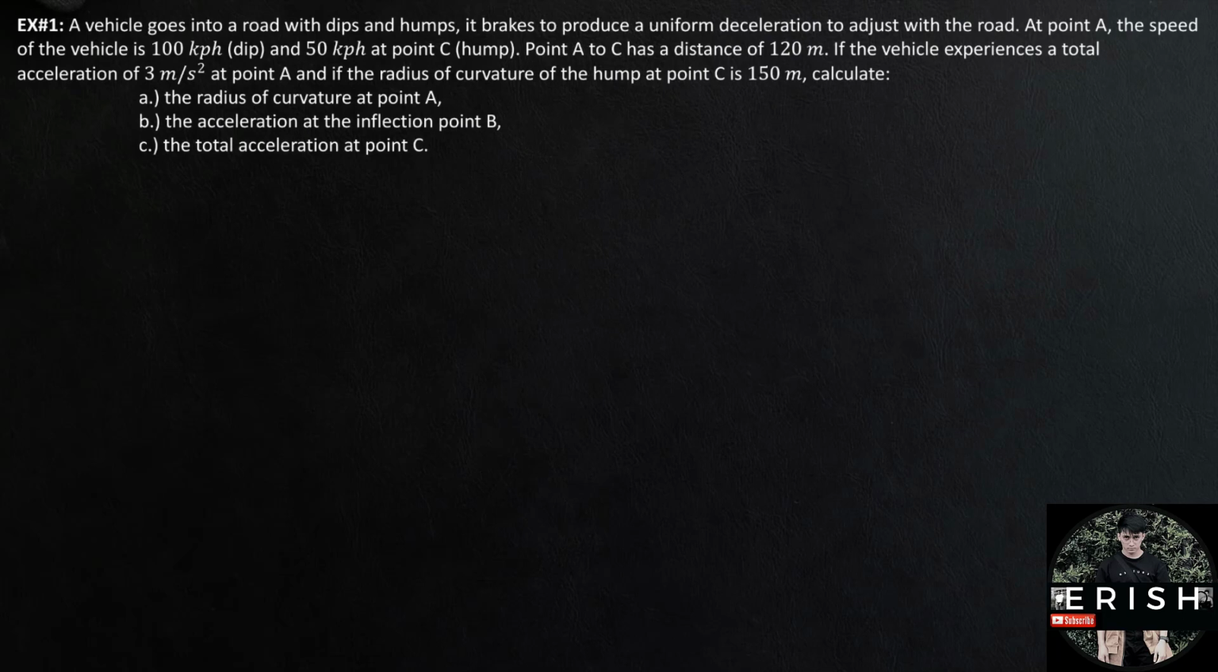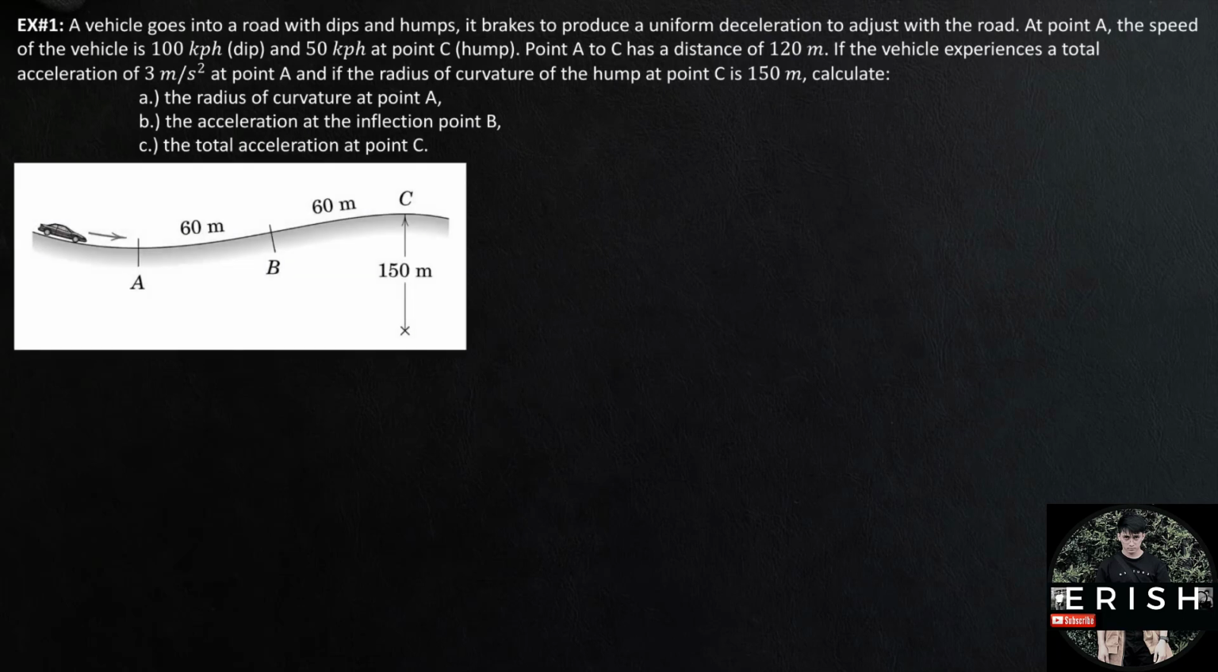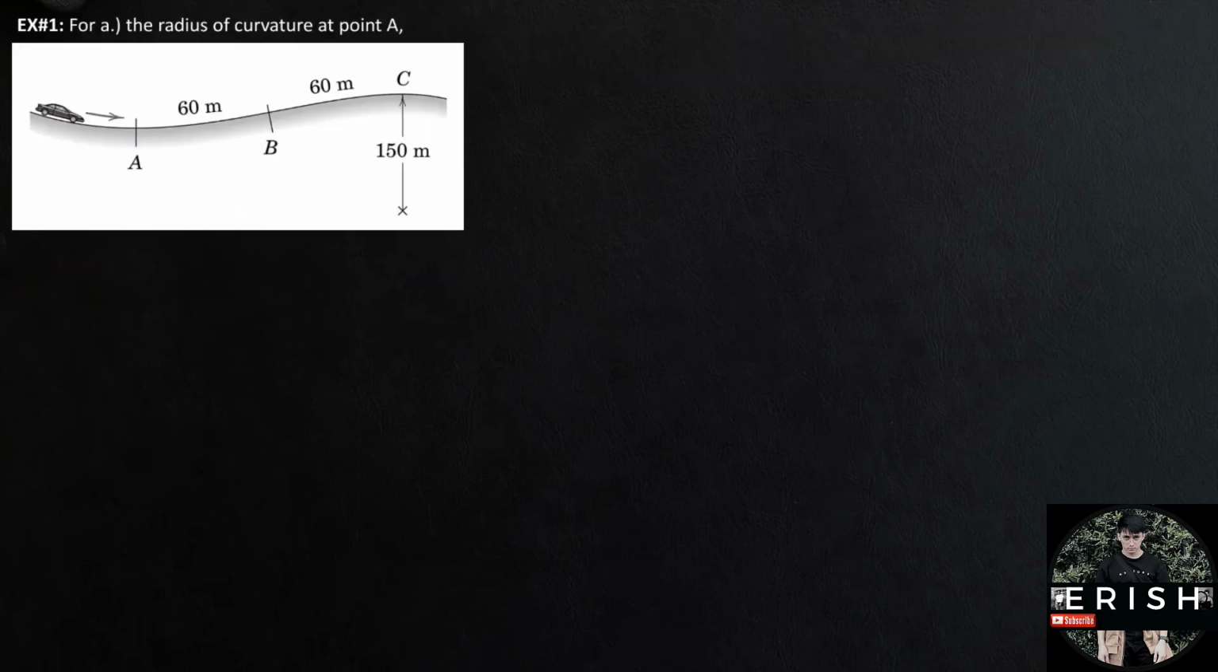Para mas ma-visualize natin yung problem, this is our figure. So, from point A, nandito yung ating dip. And sa point C na naman, nandito yung ating hump. And from A to C, meron tayong total na 120 meters na distance. Let's solve first for letter A, the radius of curvature at point A, this point.